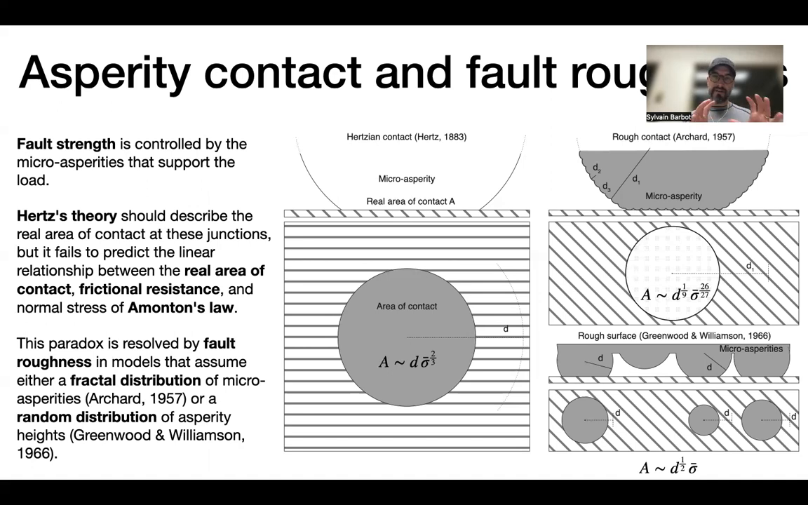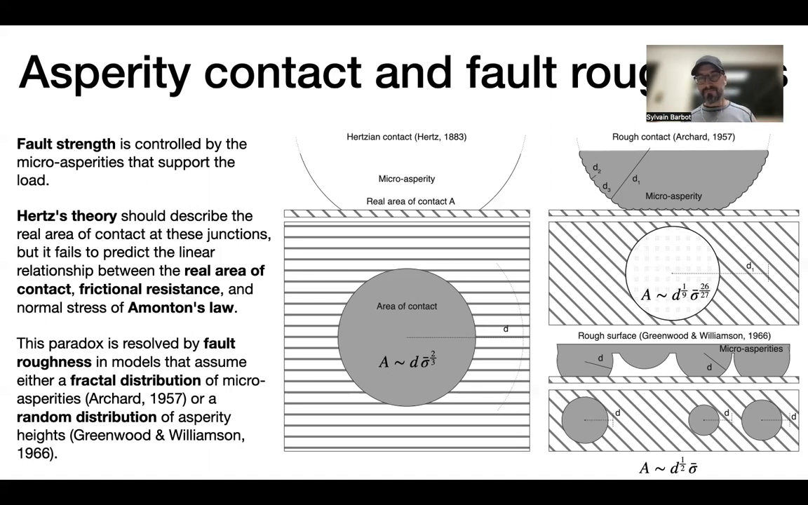This describes an area of contact that scales linearly with the radius of curvature of the sphere and predicts a power-law relationship with normal stress, where the area scales with normal stress to the 2/3. That goes against the observation that friction is typically linear with normal stress, and so this theory is not directly applicable. That creates a conundrum that was solved by different investigators who assumed a roughness of the contact, different types of roughness.